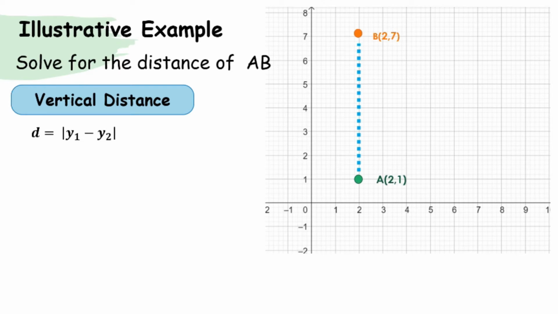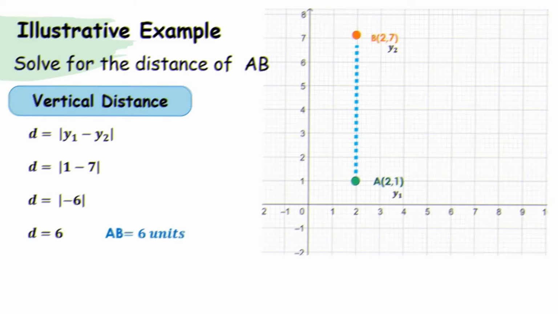So we're going to assign the y sub 1 and y sub 2 on our points. So we will have y sub 1 is the y-coordinate of A, and y sub 2 is the y-coordinate of B. Then using these values, we're going to have d is equal to absolute value of 1 minus 7, which is equal to absolute value of negative 6, and that will give you d is equal to 6. AB is equal to 6 units.